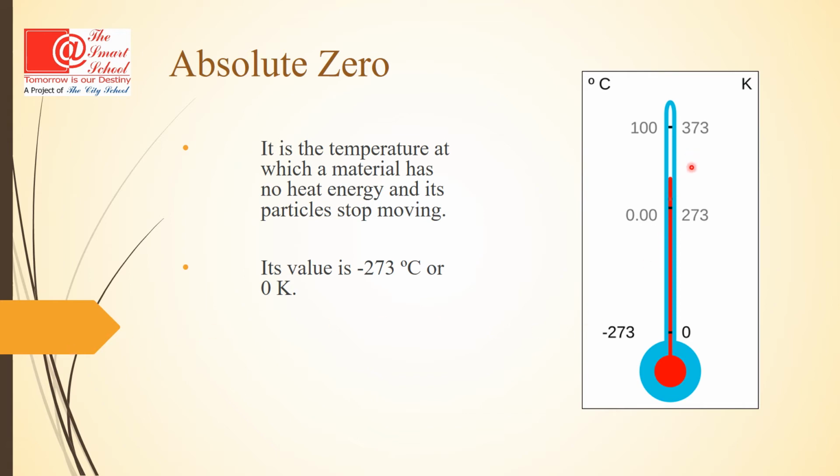If the temperature of a body keeps decreasing, it reaches a point which is called absolute zero. Its value is 0 in Kelvin scale, and in Celsius scale its value is minus 273. At absolute zero, a material has no heat energy and its particles stop moving.